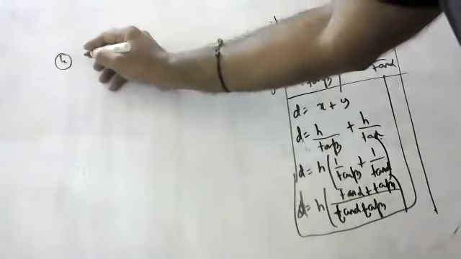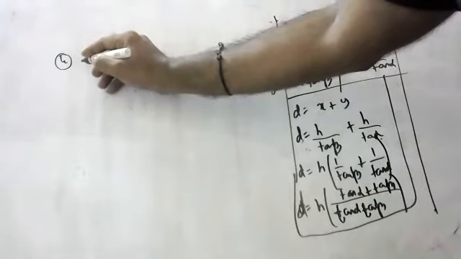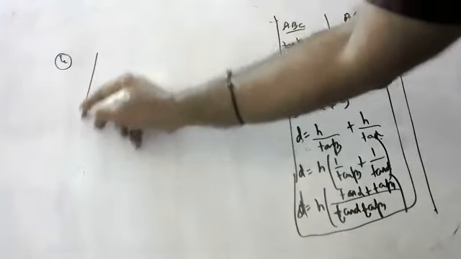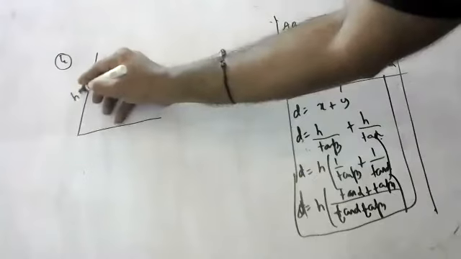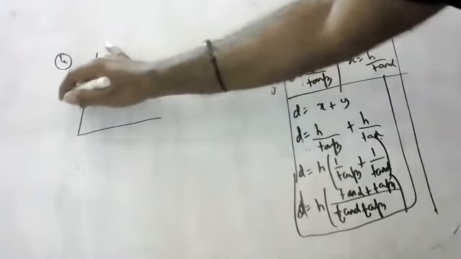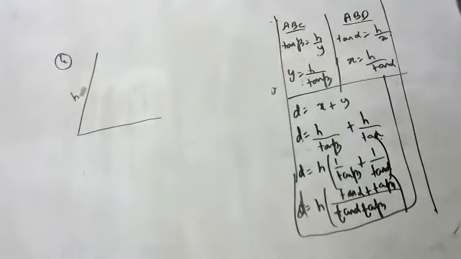Next question is like this, children. From the top of a tower of h meters height, the angles of depression of two objects which are in line with the foot of the tower.